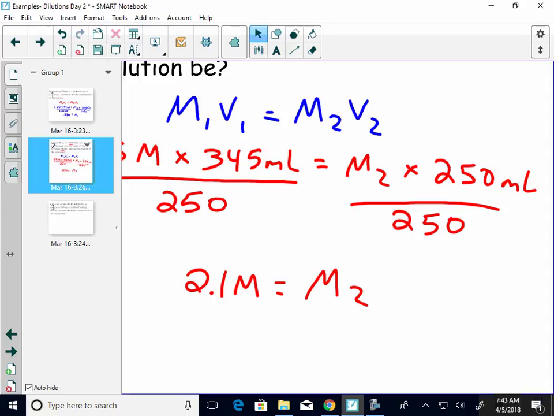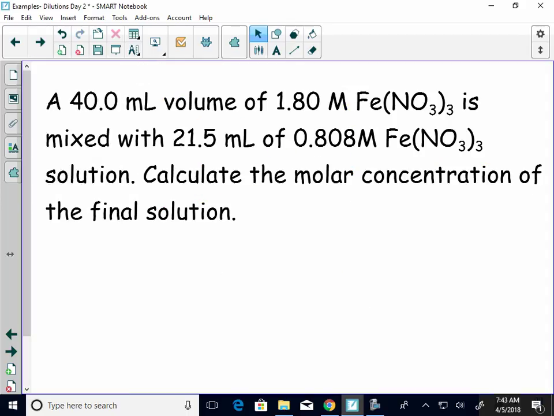Now, this last example, you're going to see a few of these on WebAssign. It's a little bit more challenging, so copy this one down and we'll work it. But like I said, you're going to see these on WebAssign, so make sure you have some examples of these, and you already have one. This will be our second one.